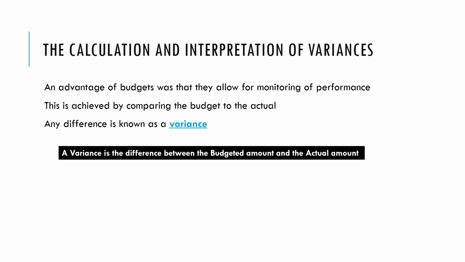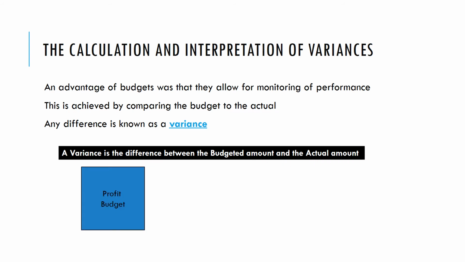Okay, so the next section we're going to look at is how can a business use budgets to monitor their performance? And we said that one of the main reasons why you set a budget is so you can monitor performance. And you can do that by comparing what actually happened to the budget. And any difference is known as a variance. So take this down in your notes, please. A variance is the difference between the budgeted amount and the actual amount.